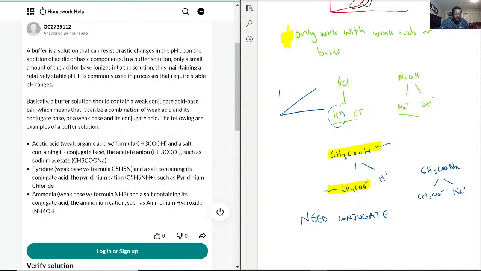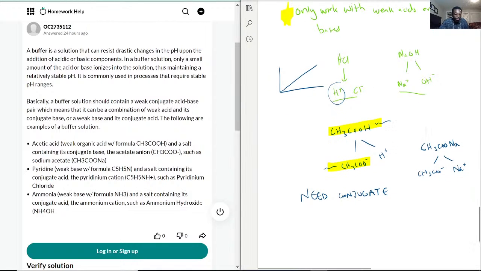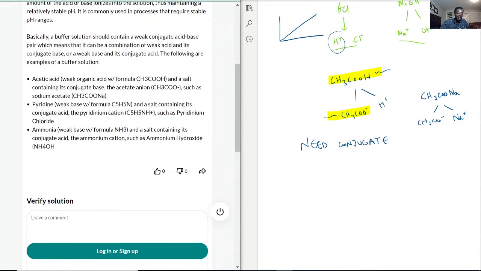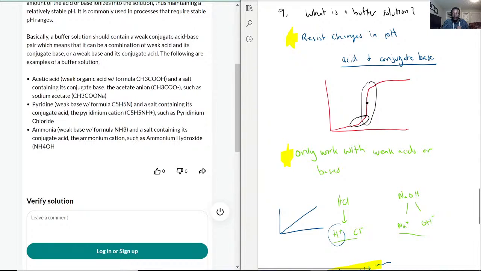Ammonia is actually another example. It's a weak base, and then you can add ammonium hydroxide, interesting. I'd probably go with NH4Cl, but that would just be me. But the point is, just make sure that you have the acid and its conjugate base, or vice versa, to form a buffer solution. It cannot be a strong acid or a strong base, or else it dissociates completely, and that doesn't work. It becomes a 1-to-1 ratio. And the point of the buffer solution is that it resists changes in pH. This is correct.